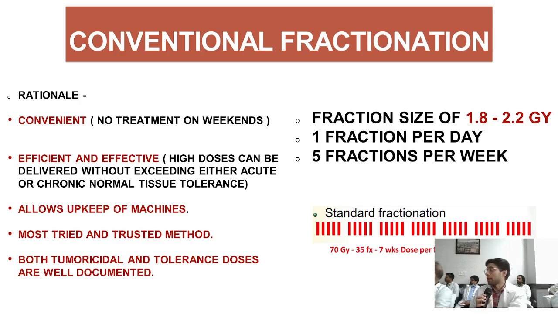If I talk about conventional fractionation, in conventional fractionation we actually give a fraction size of 1.8 gray to 2.2 gray. That's one fraction per day and 5 fractions per week. By giving only 5 fractions per week and giving 2 days of rest, it's really convenient for us as well as the patient. It's really efficient and effective, and it's the most tried and trusted method, and both tumoricidal and tolerance doses are well documented.